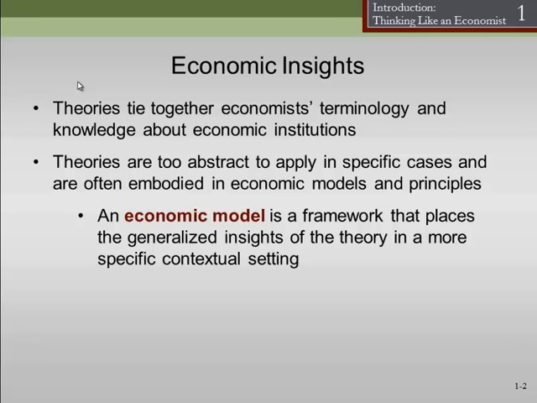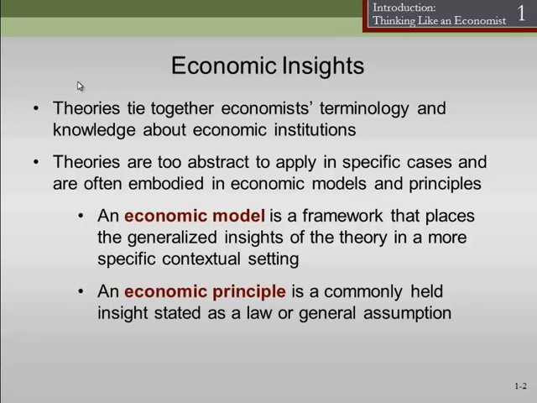So we use these models in economics as tools to understand specific aspects of the economy. To do that, we have to make simplifying assumptions, and those simplifying assumptions really make it specific to the setting that we're looking at. An economic principle is a commonly held insight stated as a law or general assumption. For example, one that we may talk about later is Okun's law, or rather Okun's empirical regularity, which basically relates unemployment and output, so where we are in the business cycle to how much unemployment we have. We'll talk about that later, but that's an example of one of these principles.